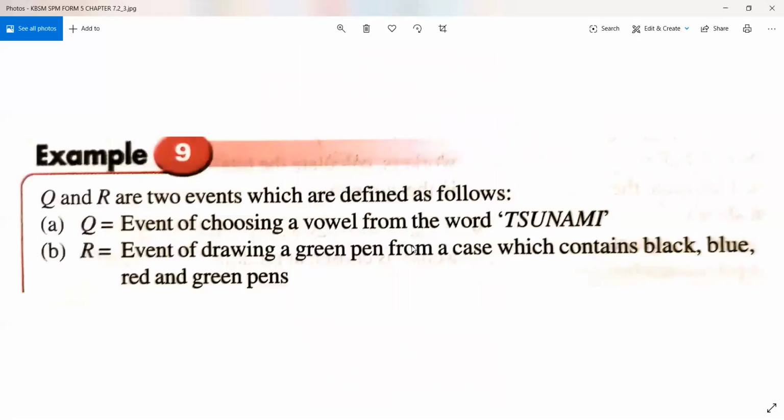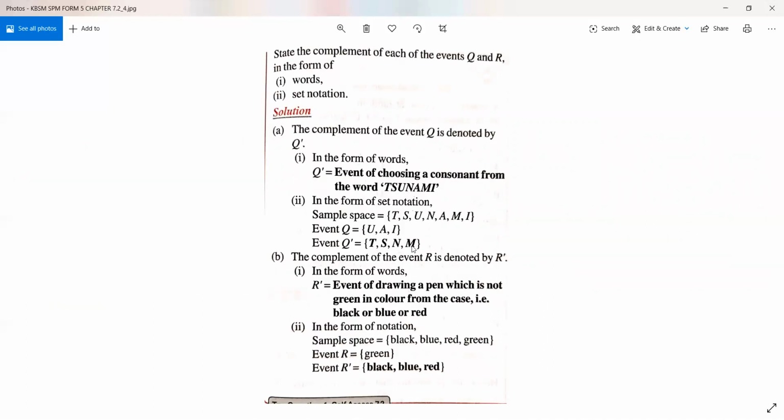Okay, so how about event R? Event R is drawing a green pen from a case. The case contains black, blue, red, green. If event R is drawing a green pen, the complement of event R is drawing a pen which is not green from the case, so it is black or blue or red. In notation, our sample space is black, blue, green, red. Event R is green, so the ones not included in green are black, blue, and red. This is the meaning of complement.